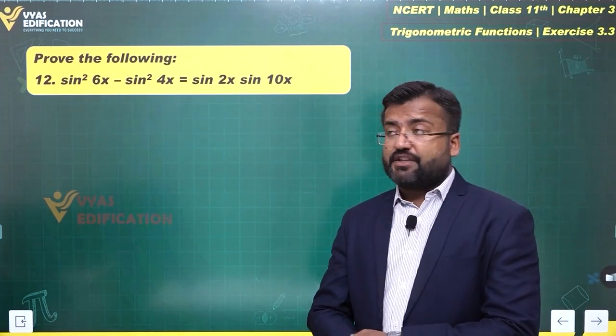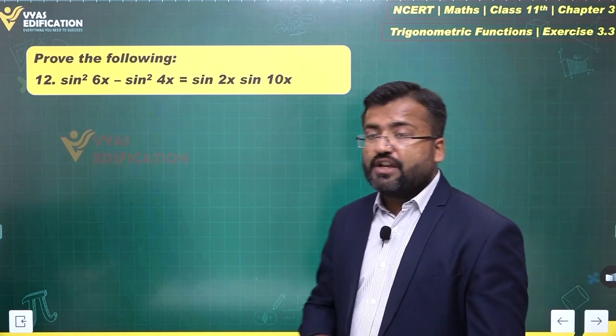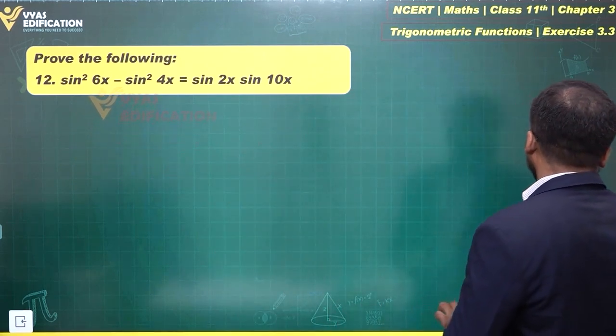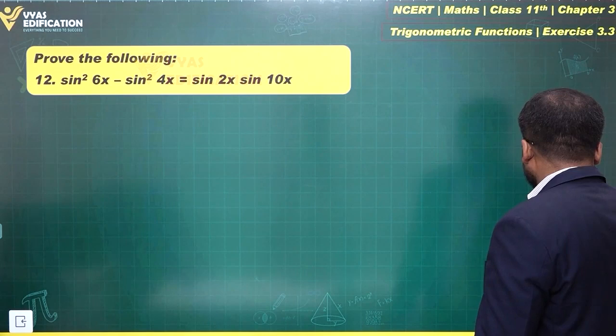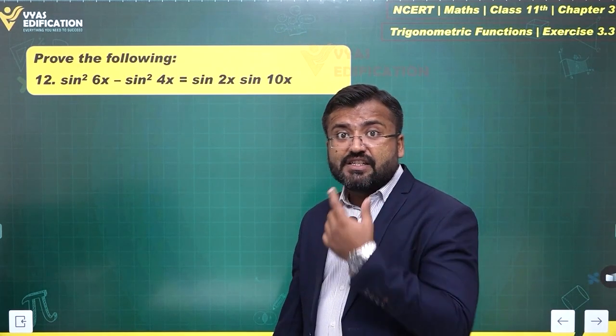Let us solve this question next. What does the question say? We have sine square 6x minus sine square 4x, which is equal to this. How do we approach this question? We have a few methods which we can use.